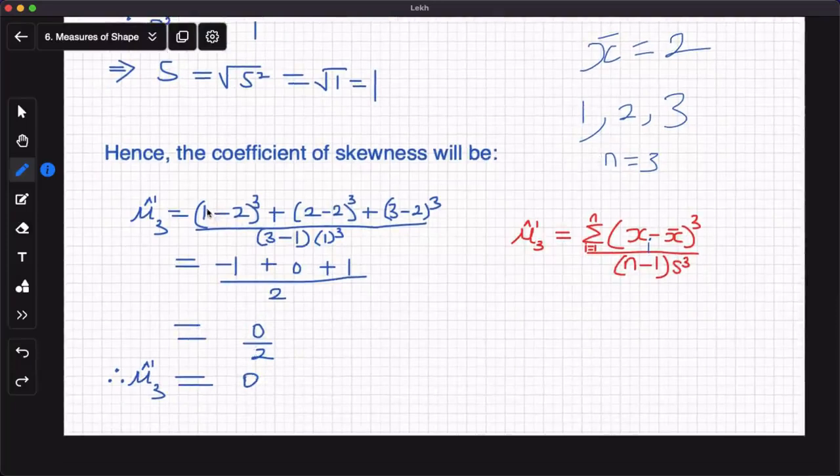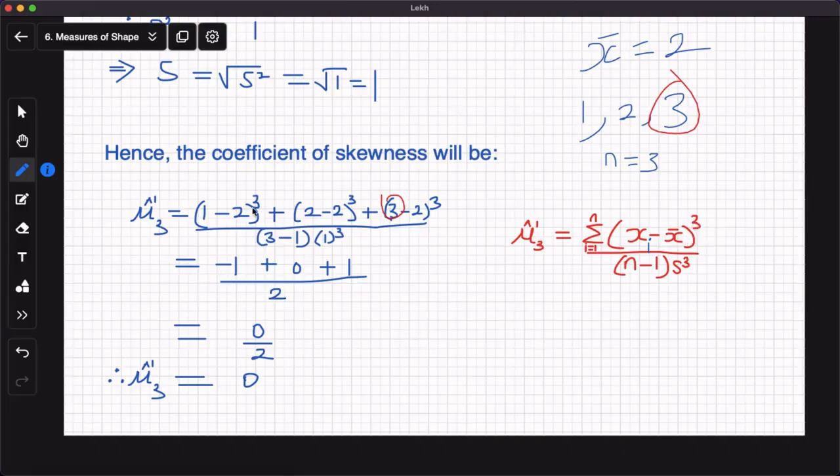So we say 1, going by the formula, 1 minus the mean. The mean is 2. Then we'll go to the next one, 2 here. 2 minus the mean. The mean is 2, don't forget. And finally, the third observation, 3, minus the mean. The mean is 2. So when we do that, we are going to cube everything. That means raise each one to the power of 3, which is what we see in our formula.